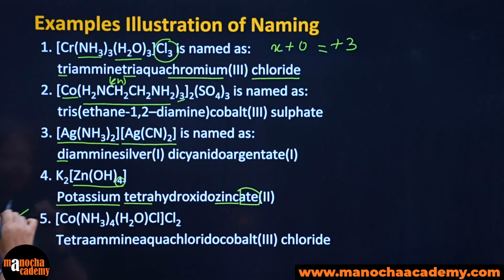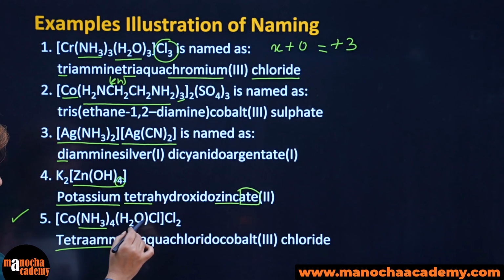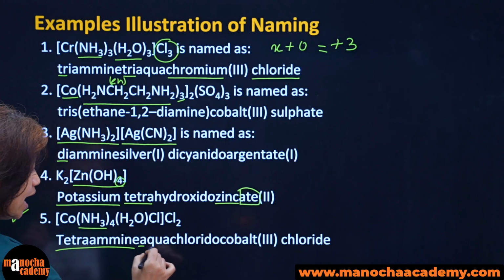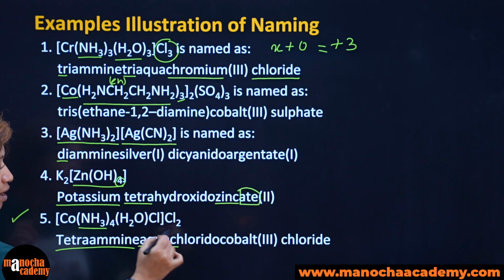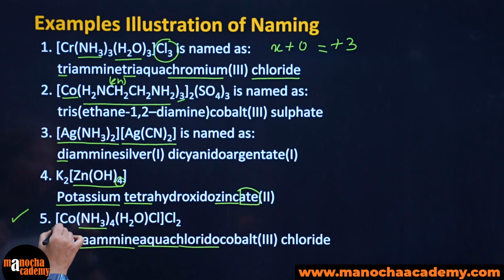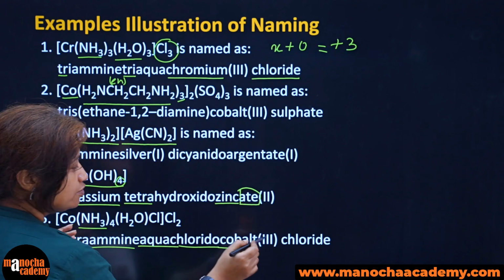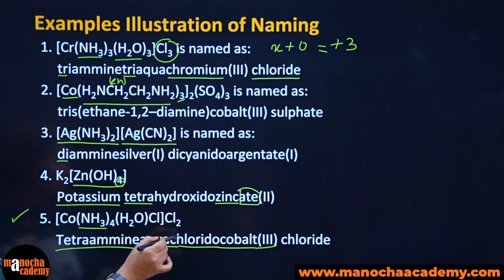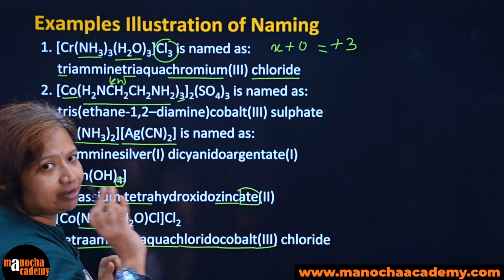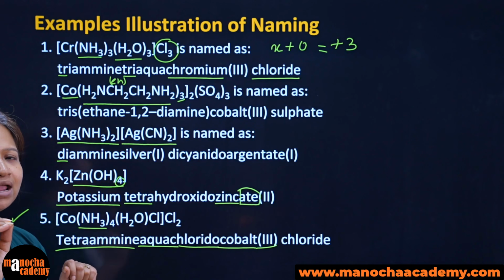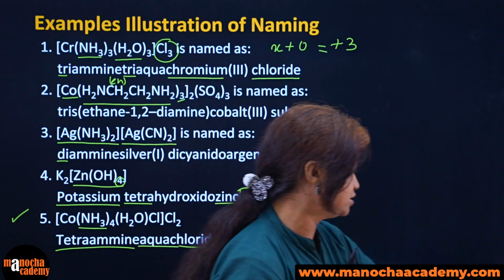Now come to the fifth one, it becomes simpler. Now we'll move a bit faster. Ammine, how many? Four. So tetraammine, in alphabetical order. Then H2O becomes aqua. Cl becomes chlorido. Then you have the metal, write the metal cobalt. The oxidation number you find out and write in parenthesis. The counter ion is chloride. You just write chloride. In the counter ion we don't mention dichloride, monochloride, whatever it is.